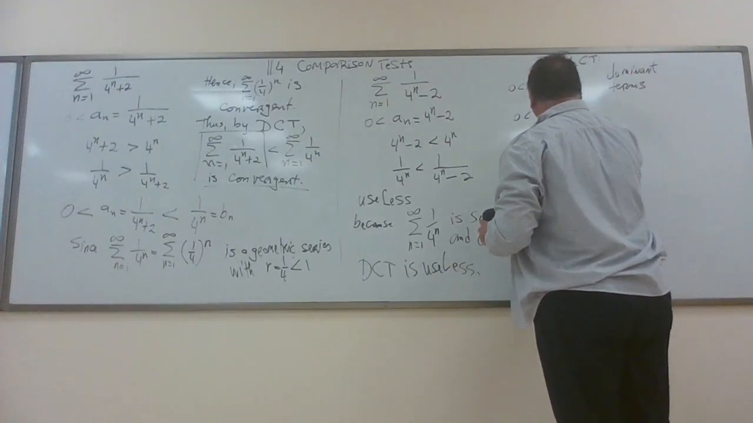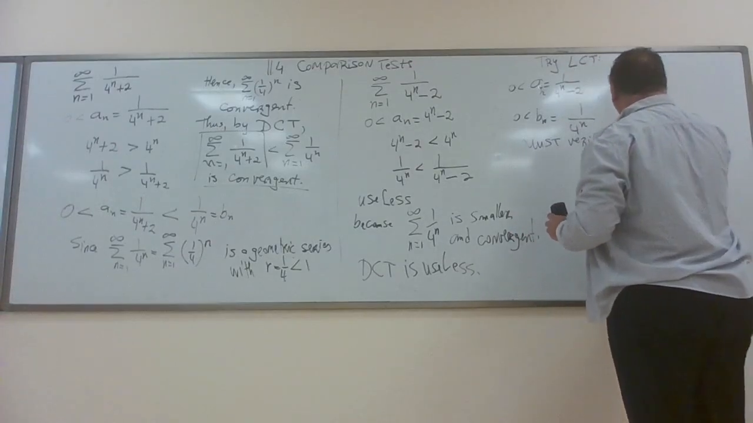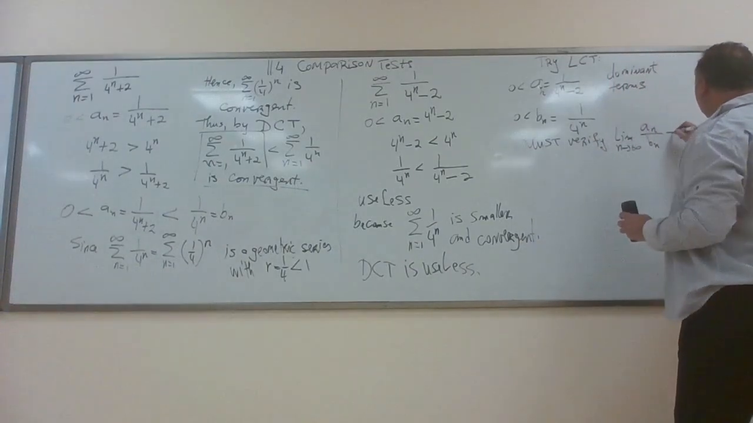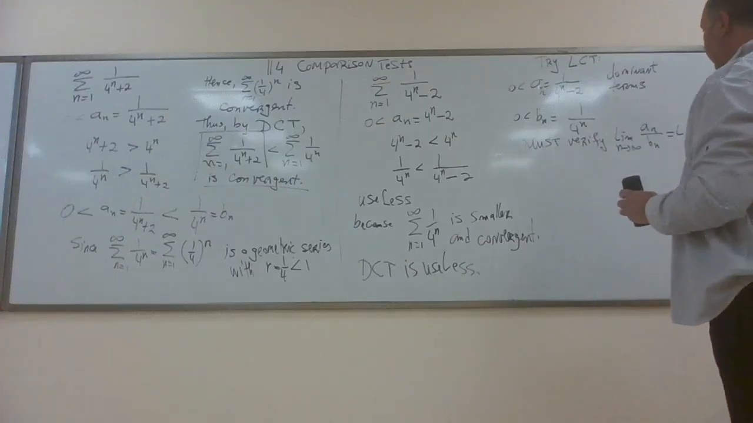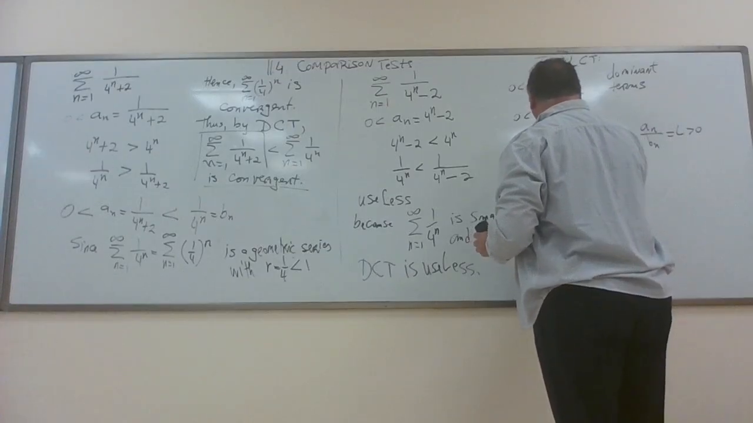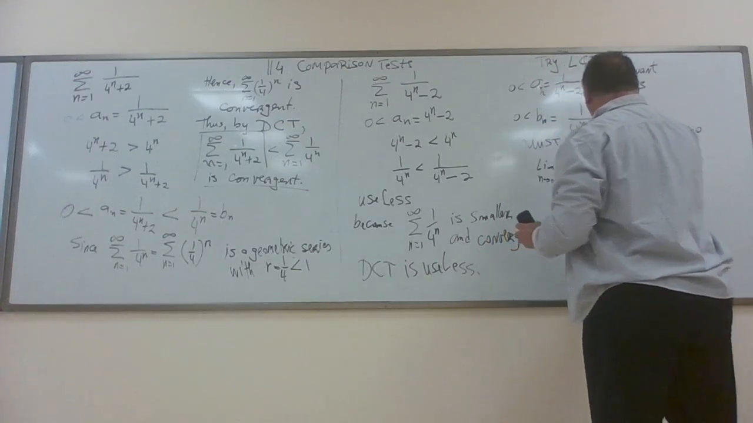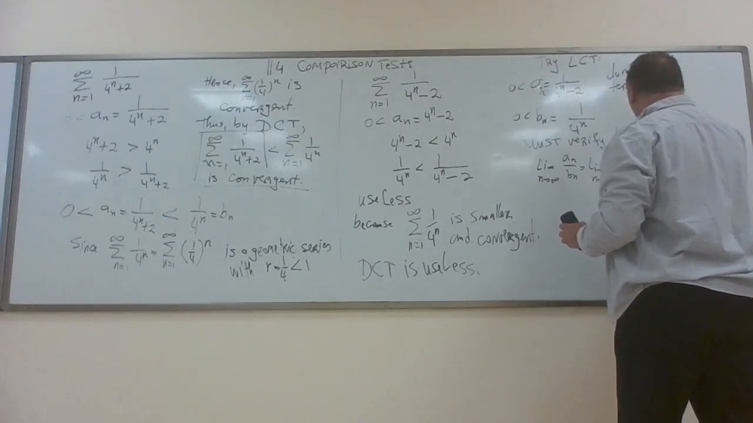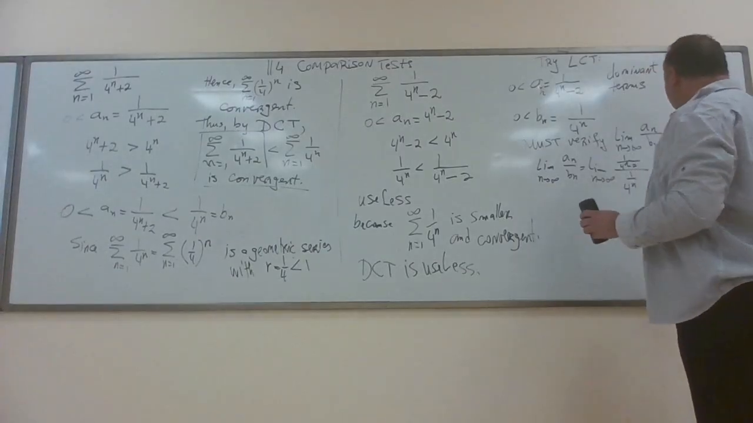We must verify that the limit of the ratio of these two general terms is a positive real number. Okay, how do we do that? Well, it's not an issue. We just compute. The limit of an over bn is equal to the limit where an is 1 over 4 to the power n minus 2, and bn is 1 over 4 to the power n.